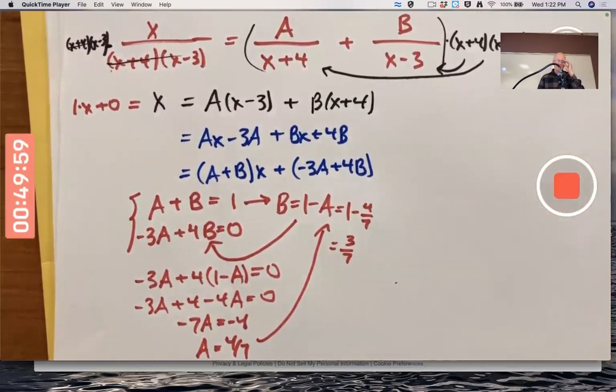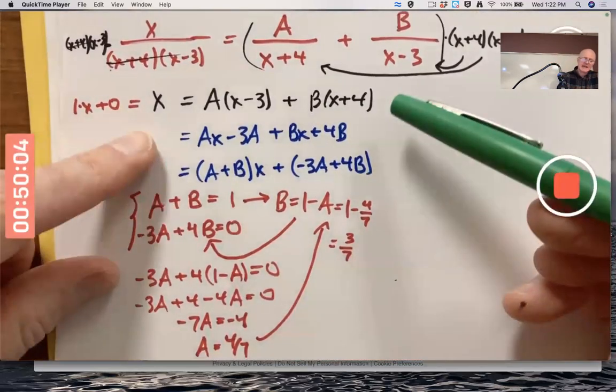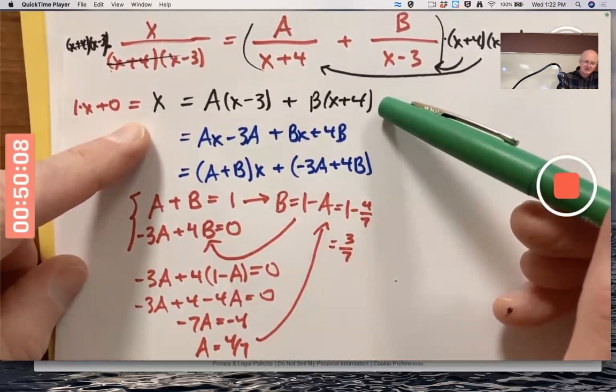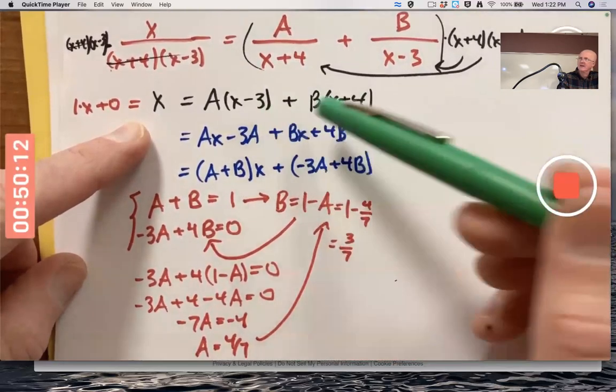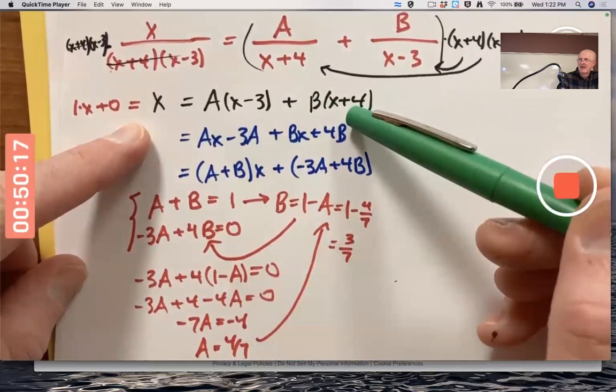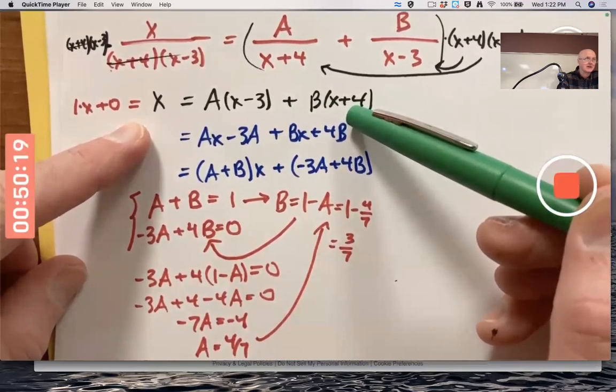There's a much quicker method. And that's to come back here and say, I want this to be equal no matter what x is. So why don't I just pick a couple of values of x? Oh, how about 3 and negative 4? To make these respectively 0, and I'll get simple equations to solve for a and b. They'll practically be solved already.